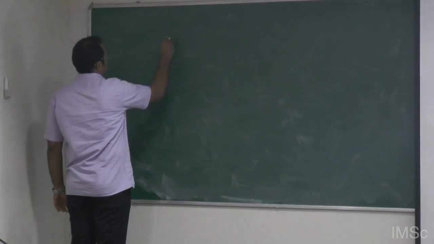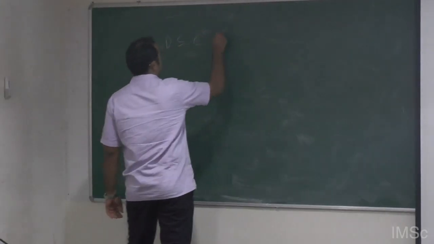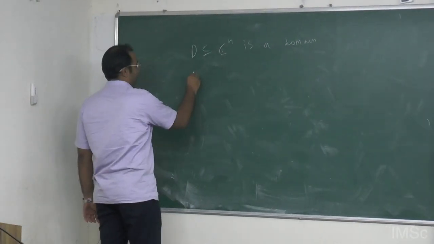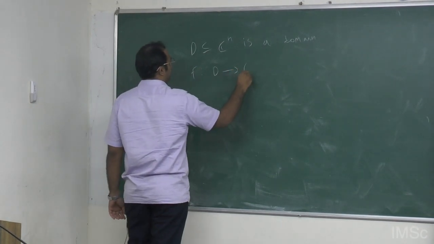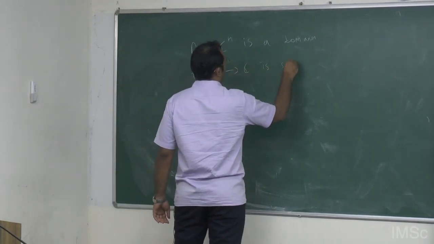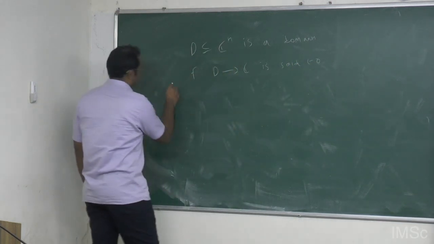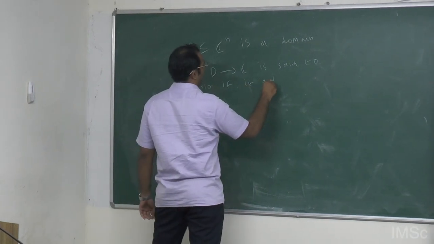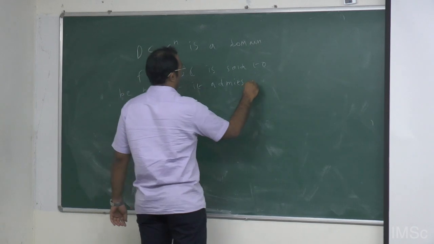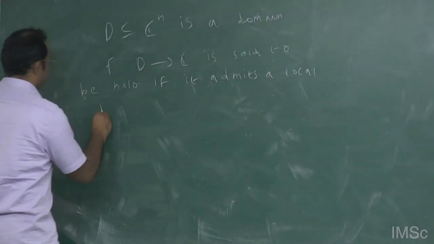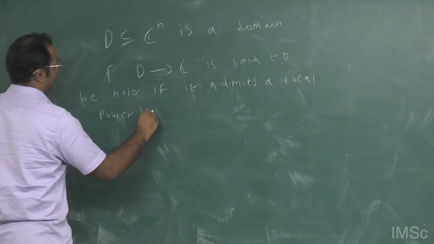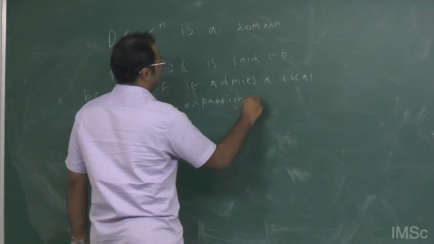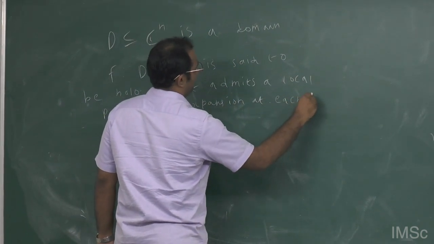Suppose D, a subset of C^n, is a domain. A function f from D to C is said to be holomorphic if it admits a local power series expansion at each point of D.